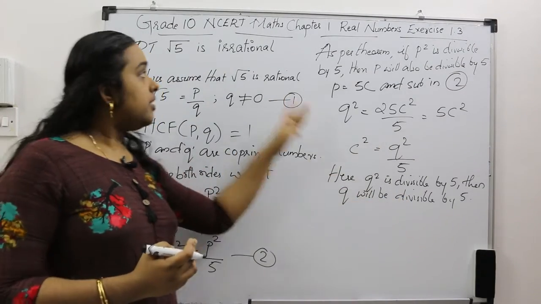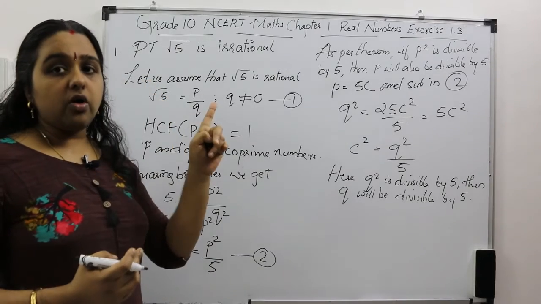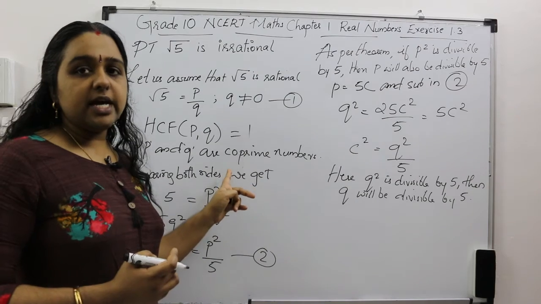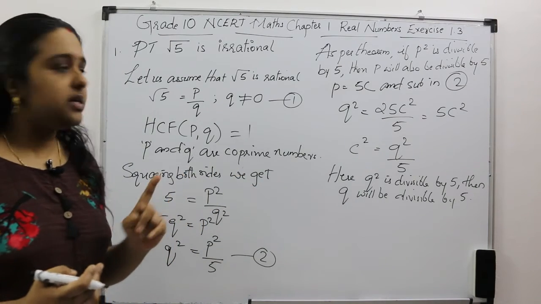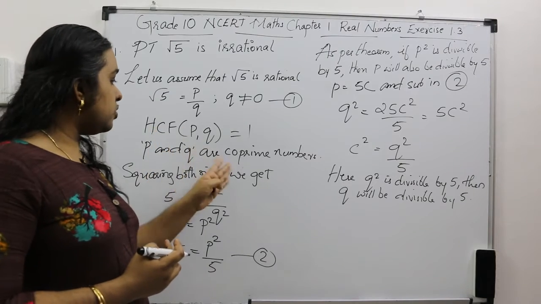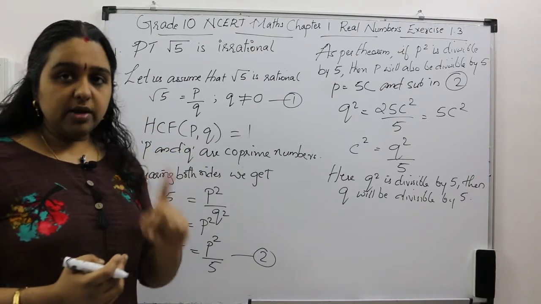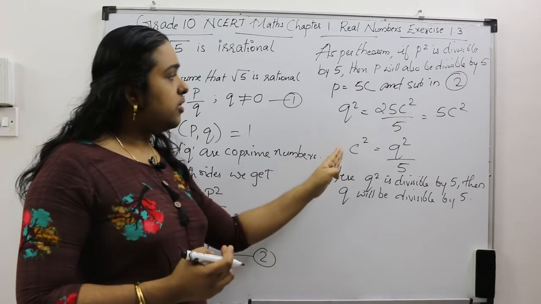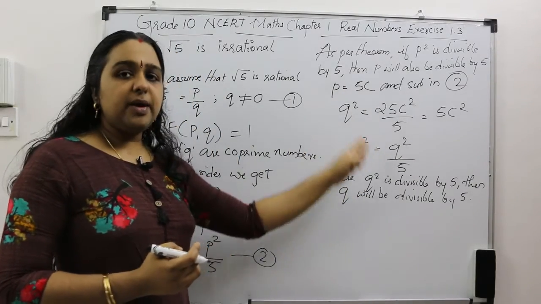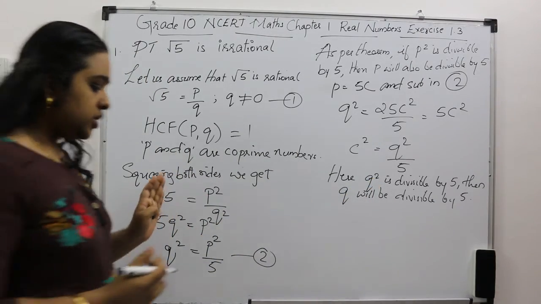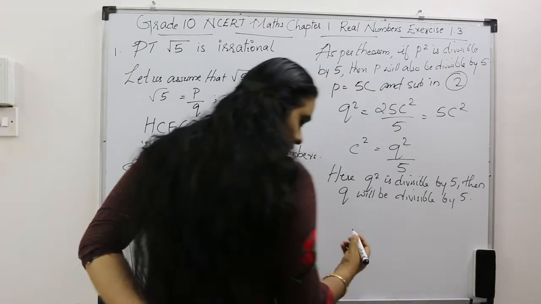That is, our assumption was wrong. As per our assumption, p and q are co-prime numbers. They have only one highest common factor, that is 1. But as per our solution, here we got 5 as a factor of p and q. That means our assumption was wrong.